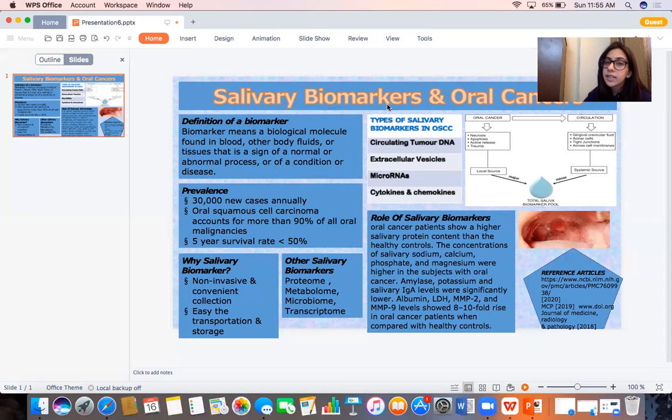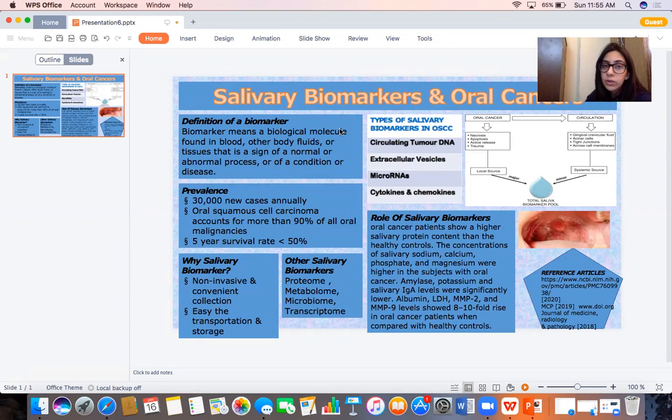So why is there a need for salivary biomarkers? When there is a delayed detection, which is usually the case, it leads to high death rates in a country like ours. So salivary biomarkers are basically needed for the early detection of oral cancers, such as squamous cell carcinoma.